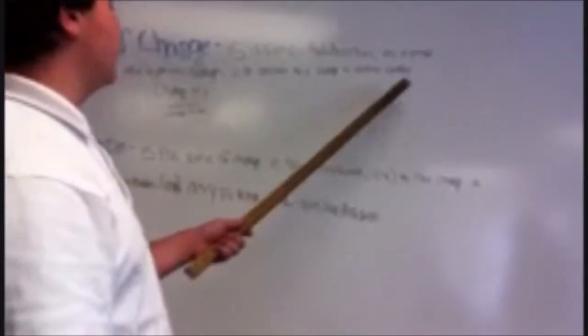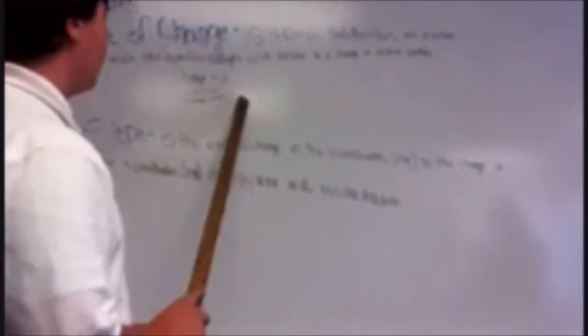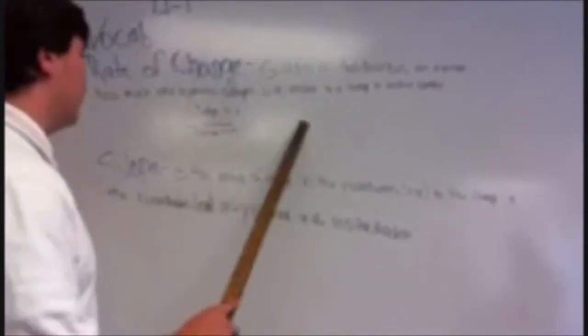Alright, so the vocab for Chapter 4, Lesson 1 is rate of change, which is a ratio that describes an average of how much one quantity changes with respect to a change in another quantity. So this is basically change in y divided by change in x. Next is the slope, and the slope is the ratio of change in the y coordinates, which is the rise, to the change in the x coordinates, which is run, as you move from the positive slash negative.